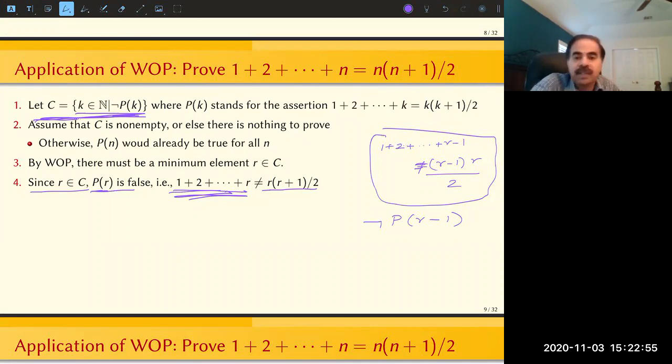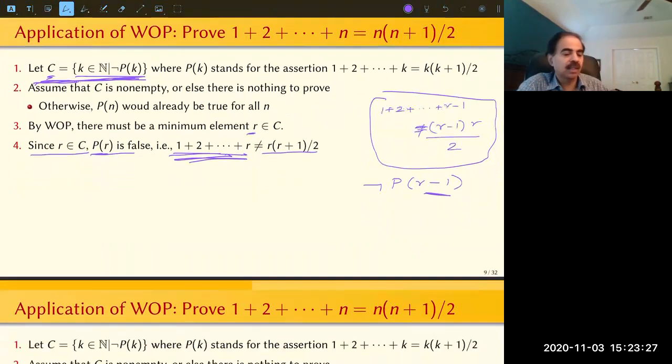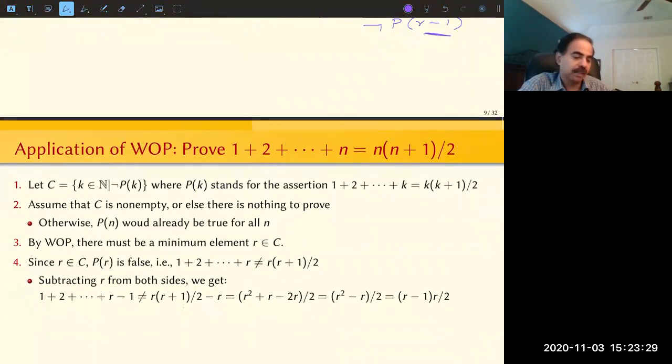And since it is an inequality, what it is saying is that P of R minus 1 does not hold. So that means that R minus 1 is also a counterexample. So R minus 1 should have been in C, but then we said R is the smallest element in C. So obviously R minus 1 couldn't possibly be in C, which is a contradiction, and therefore we can conclude that C must be empty. Okay, so let's go through these steps in more detail.